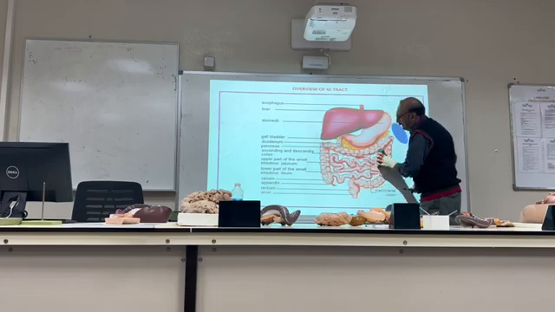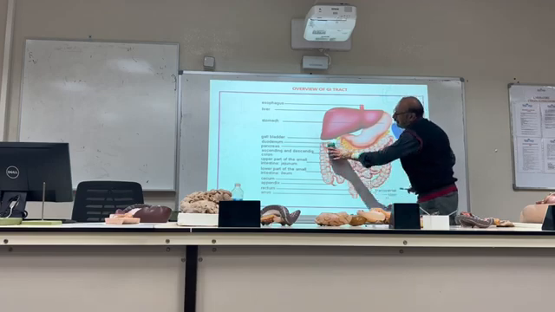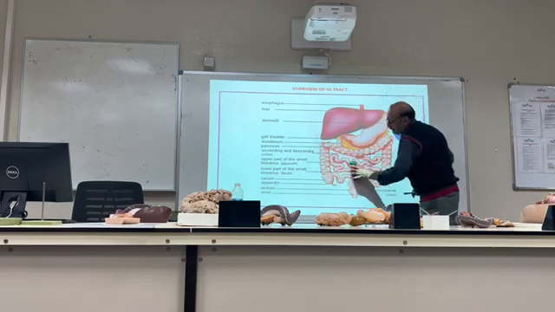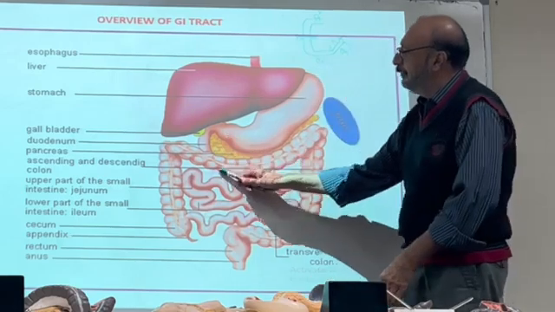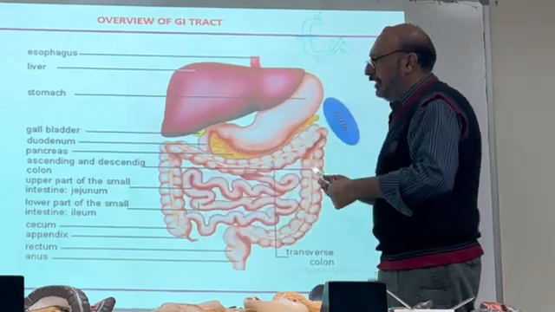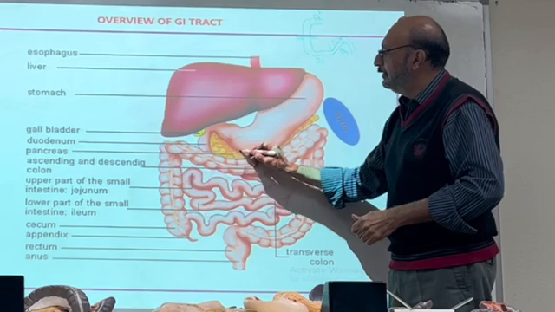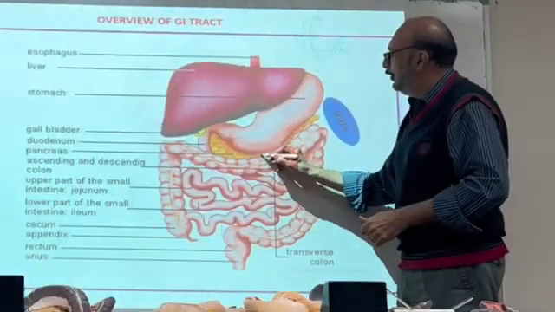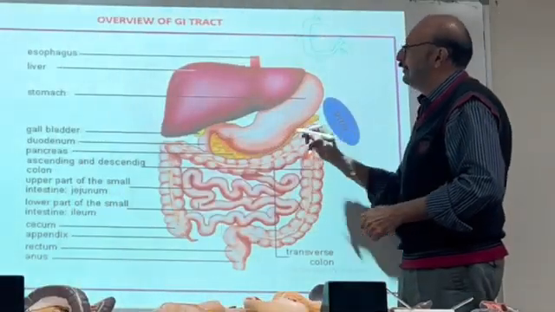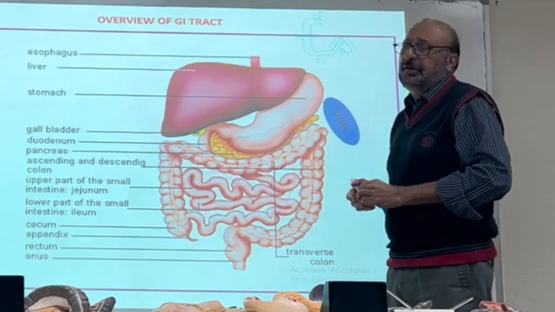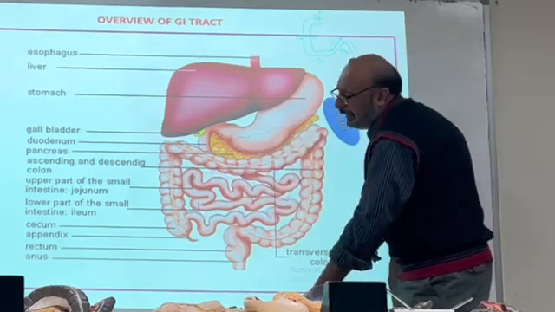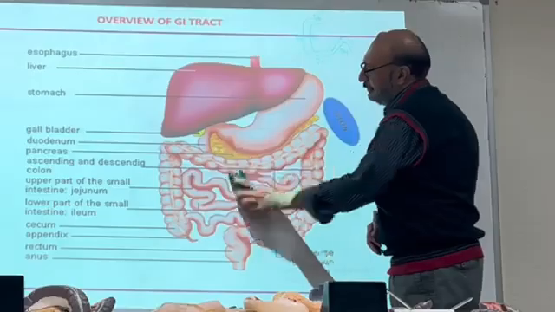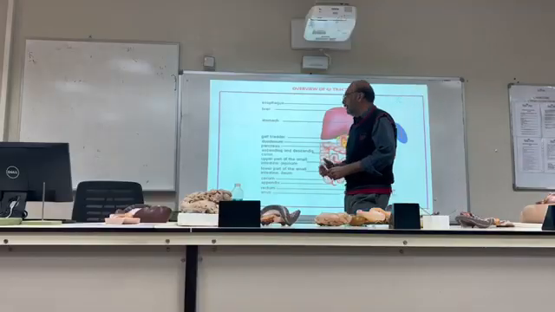In the C-shaped concavity of the duodenum, we have the head of the pancreas. Here this is the duodenum, and here we have the head of the pancreas. After the head, we have the neck. Then we have the body of the pancreas, and then the tail of the pancreas. This is how it is, and you know this makes the stomach bed. You know this already.